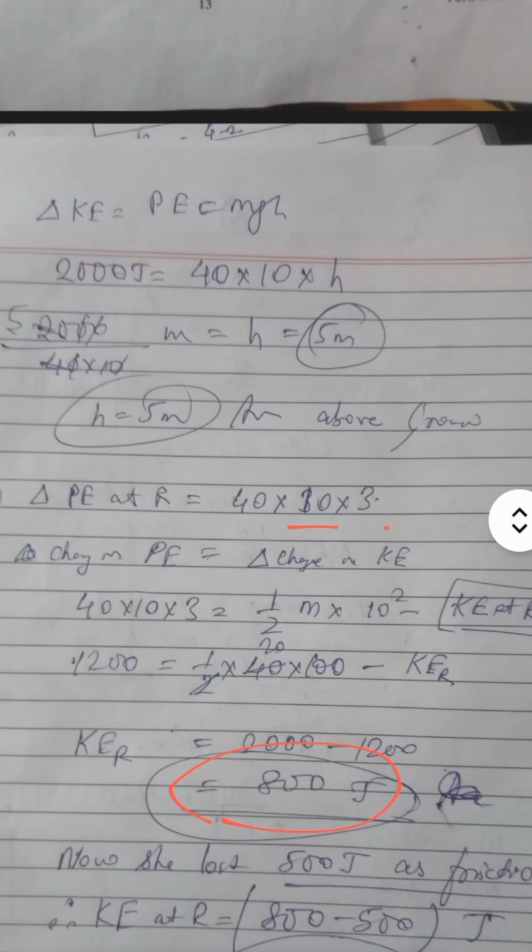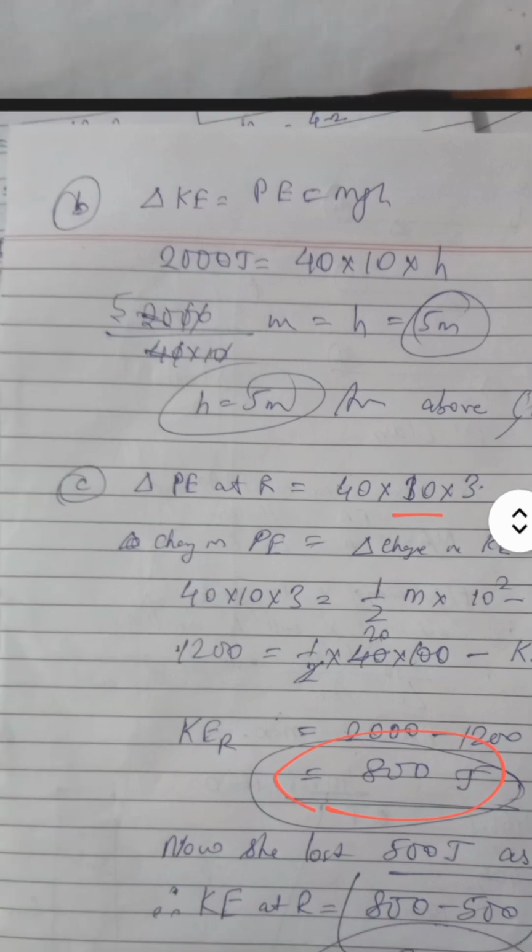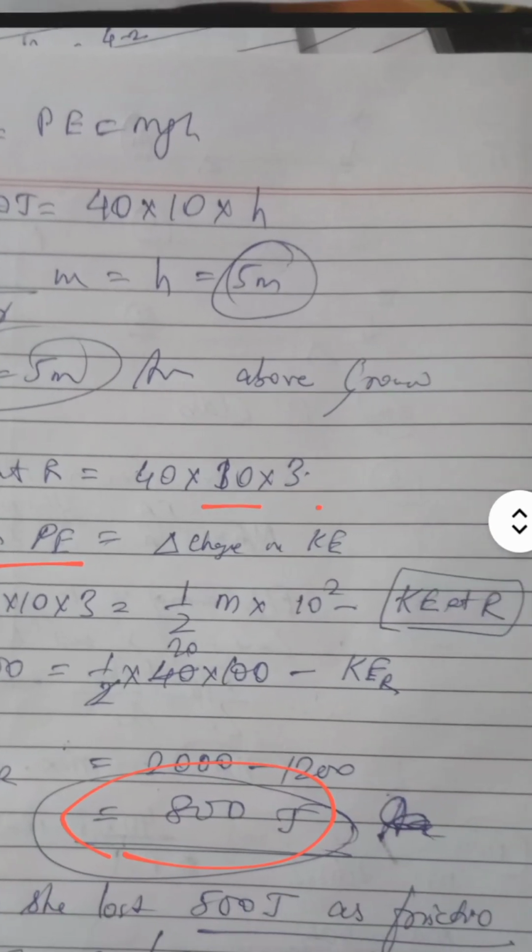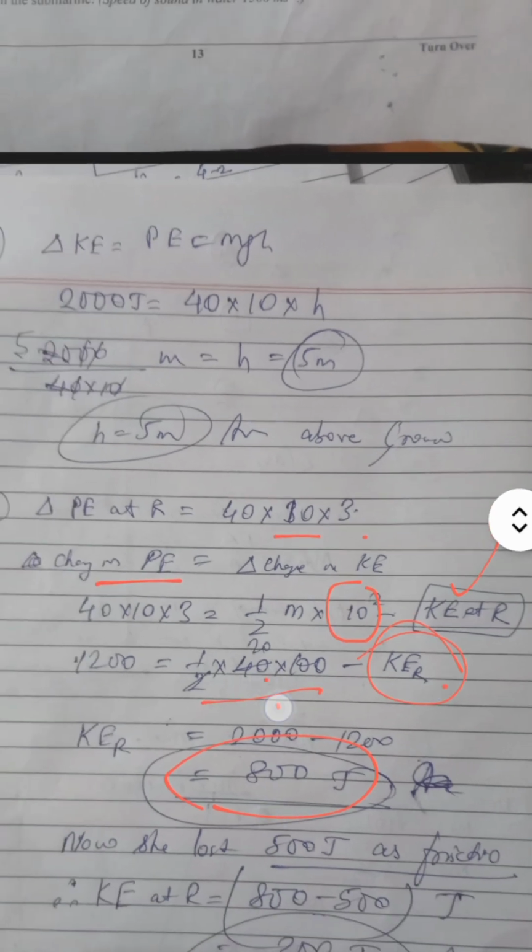So we got 800 joule because the change in the potential energy gained is actually the change in the kinetic energy. So we write half mv square, velocity at the bottom and velocity at the top, and we don't know the velocity at the top, so we write the kinetic energy at R, the change in the kinetic energy, subtracting, and 1200 was the initial change in the potential energy. So we got 800 joule. 800 joule is the kinetic energy at the top. Okay.